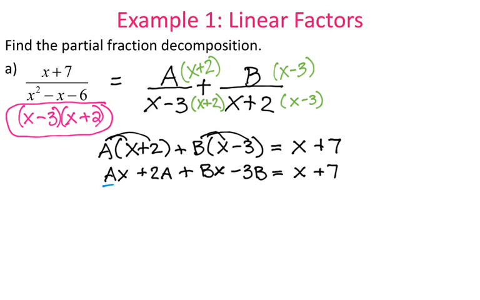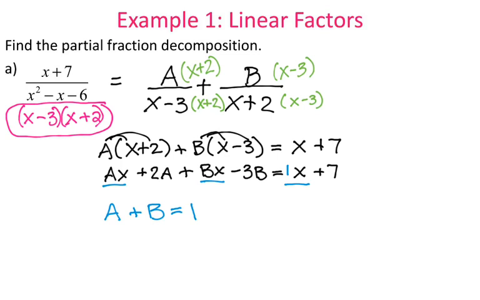So I have Ax plus Bx, and that's supposed to equal x. Keep in mind, if there's no number in front of your x, it's like having a 1 there. So that means Ax plus Bx should equal 1x. I'm going to use that to set up an equation. That should be A plus B equals 1.